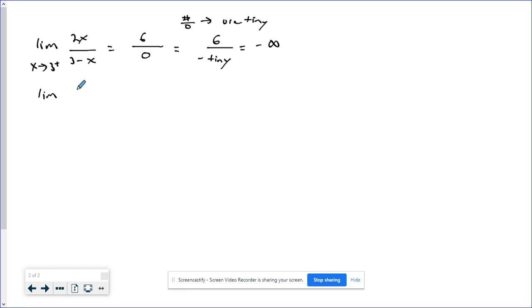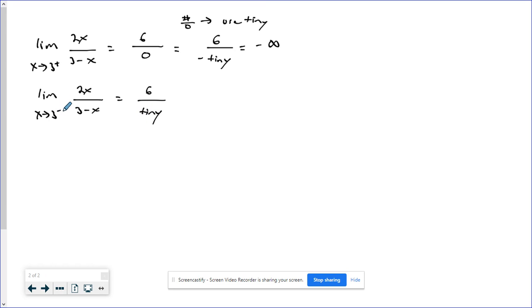Let's do the limit of 2x over 3 minus x. Same problem, but now let's go to 3 from the left. So you directly substitute, 6 over, and now maybe I'll do it this time. I don't want to write 0. I know that's number over 0, so I'm going to write tiny. So now I have to determine: is it positive tiny or is it negative tiny?